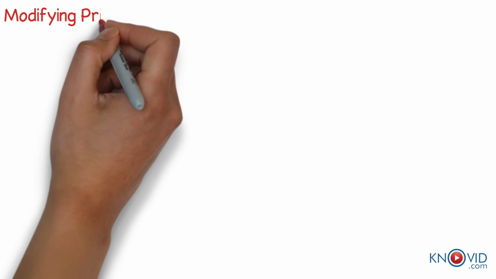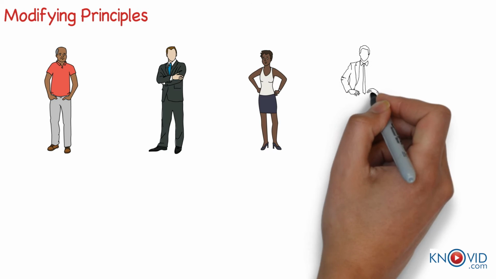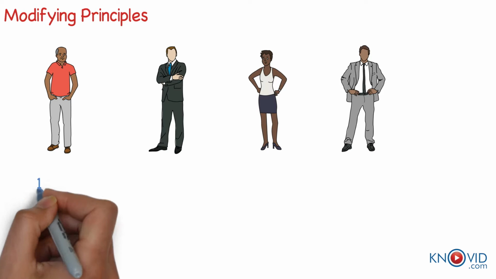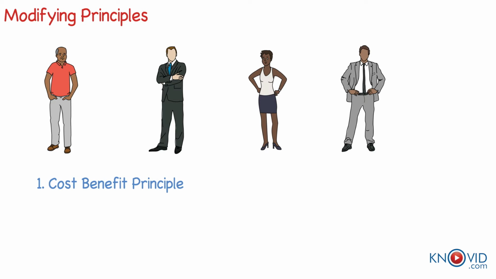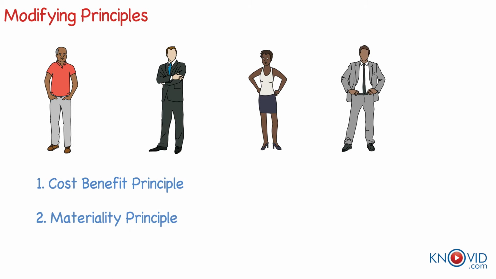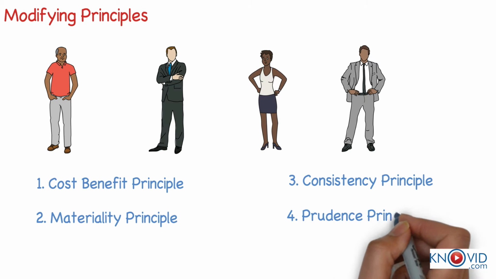To make the accounting information useful to various interested parties, the basic assumptions and concepts discussed earlier have been modified. The modifying principles are: 1. Cost-benefit principle, 2. Materiality principle, 3. Consistency principle, 4. Prudence principle.